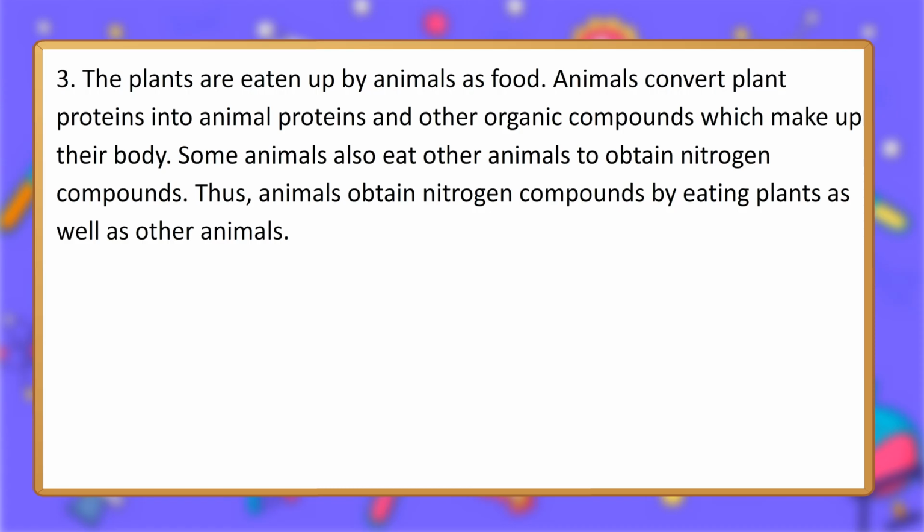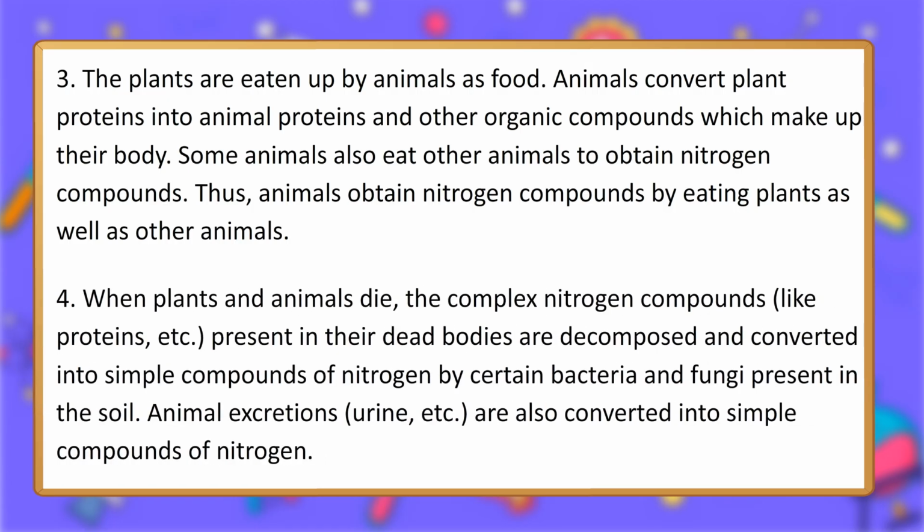Animals convert plant proteins into animal proteins and other organic compounds which make up their body. Some animals also eat other animals to obtain nitrogen compounds. Thus, animals obtain nitrogen compounds by eating plants as well as other animals.